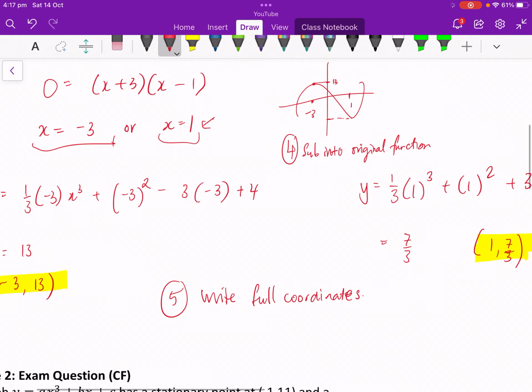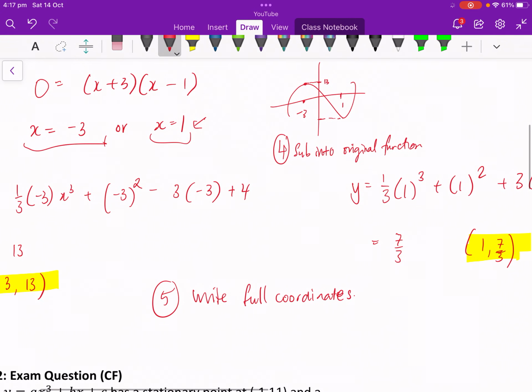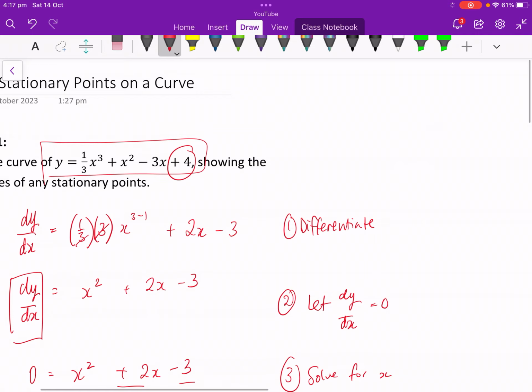Okay? So I've highlighted them here. Now that should suffice. If it was a worded question with context, you would probably write a worded answer. But in this case, as long as you clearly indicate what your turning points are, your stationary points, that's fine. Beautiful. All right.